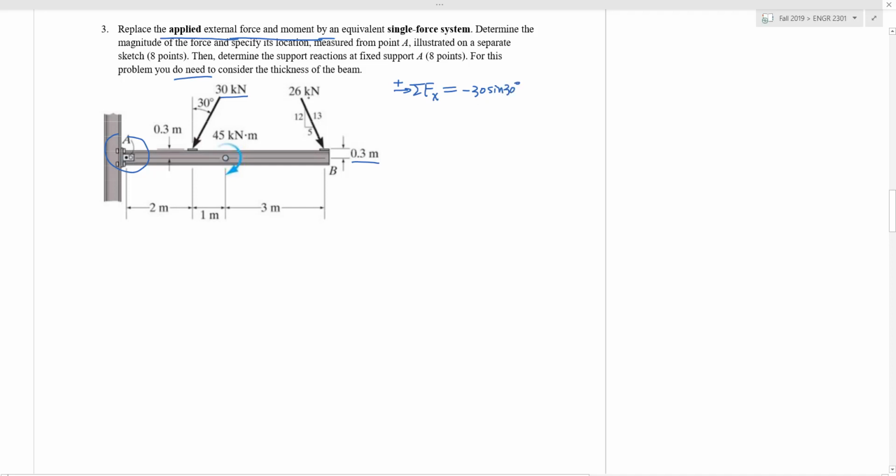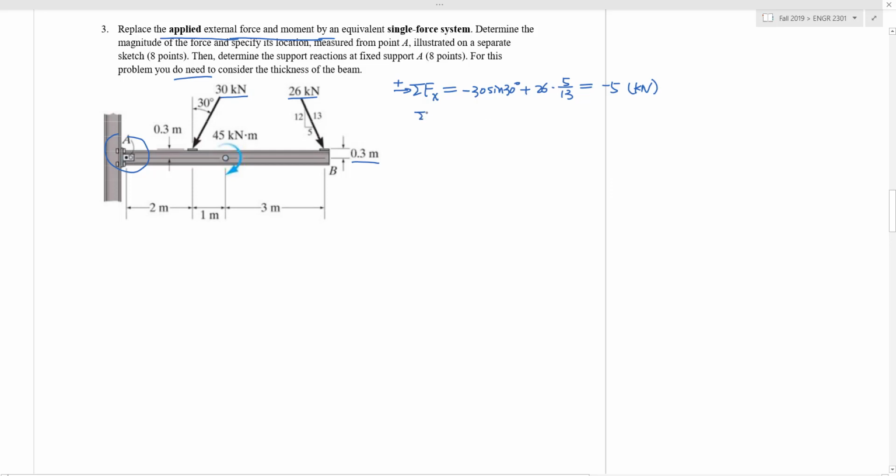And then we have this 26 kilonewton force. The direction is given by a 5, 12, 13 right triangle. The x component is going to be a 5/13 component, pointing to the positive x direction, so plus 26 times 5/13. When you do the calculation, this will give you a negative 5 in the unit of kilonewton.